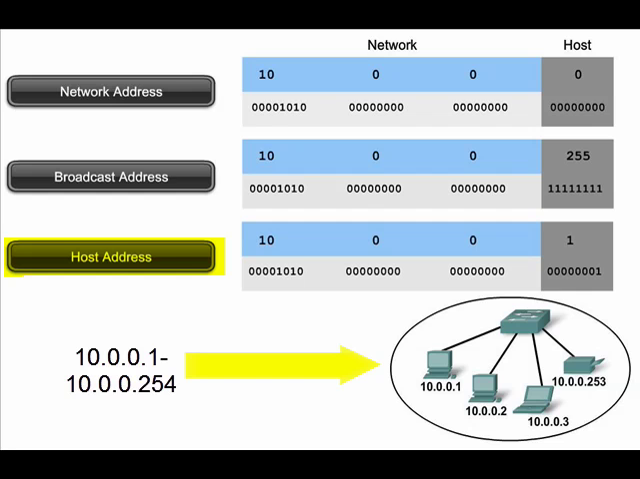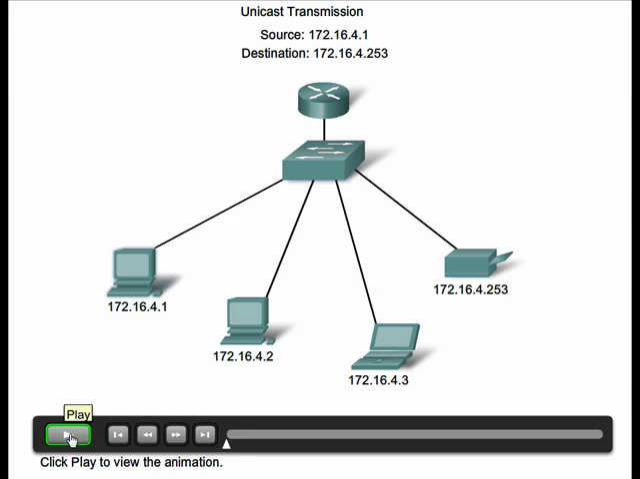Host addresses are used to uniquely identify end devices on a network. Host addresses fill the address space between the network address and the broadcast address. In this example, host addresses range from 10.0.0.1 through 10.0.0.254.